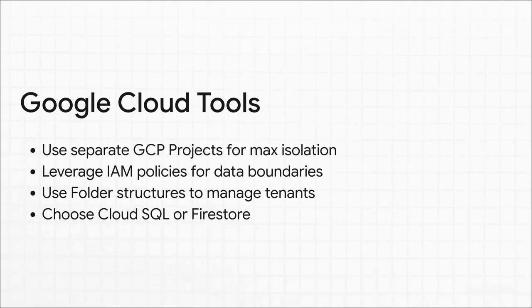And the cool thing is, on Google Cloud, you have some amazing tools to pull off either strategy. For a true silo, you can give each tenant their own GCP project. I mean, that's the ultimate blast radius protection. You can use IAM policies to lock down access like Fort Knox and use folders to organize your tenants. And hey, whether you choose Cloud SQL or Firestore, these patterns apply across the board.